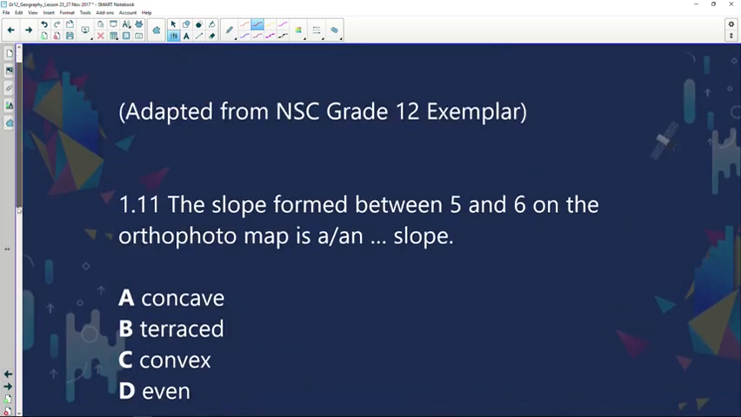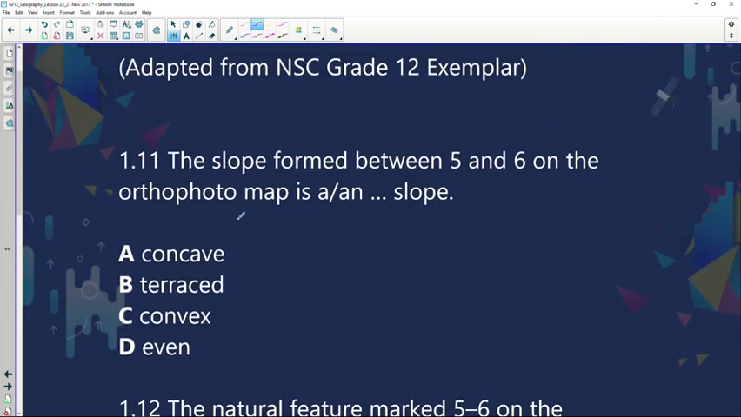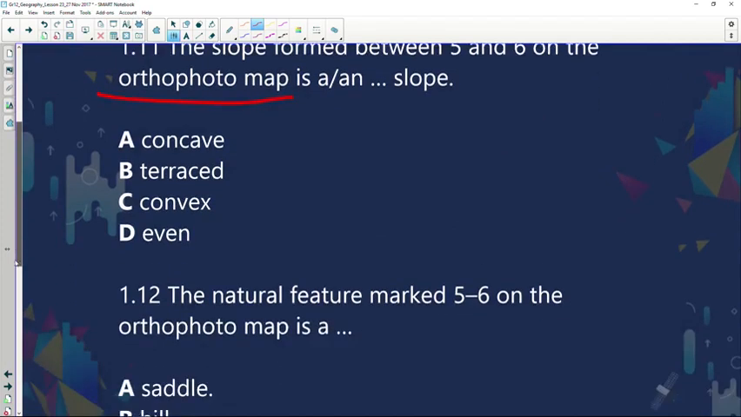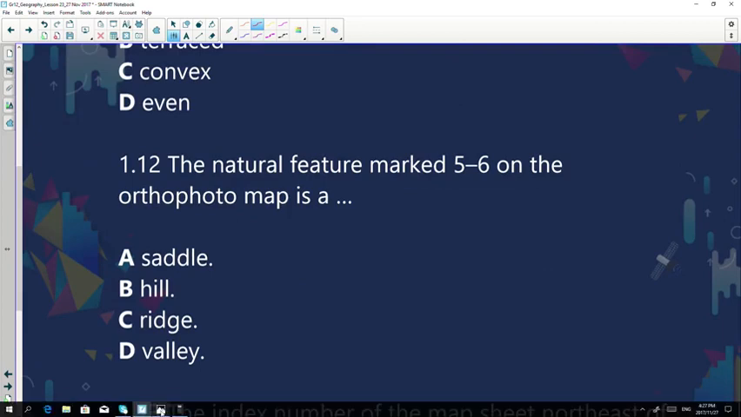Now the next question that's being asked over here is from the orthophoto. Please pay attention to your questions because you're going to use either your topographical map or your orthophoto map. In this case, question 1.11 states, answer the question from the orthophoto map. Now this question states, the slope formed between 5 and 6 on an orthophoto map is what type of slope? So let's quickly go to 5 and 6 on our orthophoto.